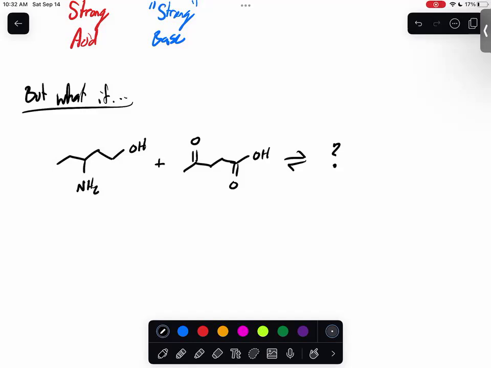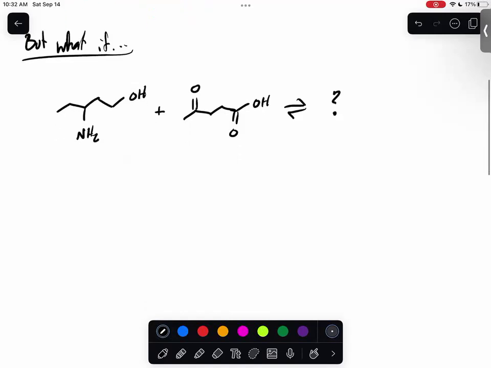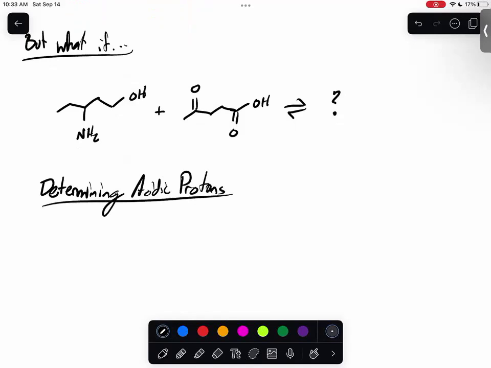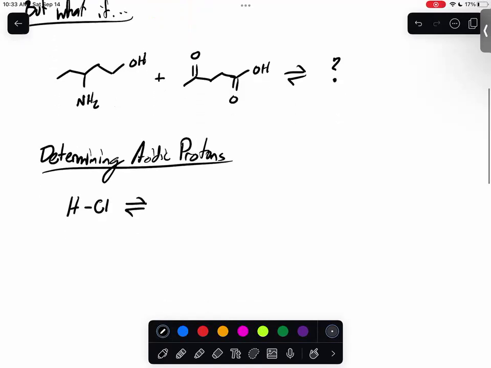What we need to do is we need to get an idea of what makes something acidic and what makes something basic, and use that to build a framework for how we're going to determine which is the acid and which is the base. And so the first thing that we need to do whenever we're determining acidic protons is we need to ask ourselves what makes something truly acidic, right? So if we're doing this with something like HCl, we know that HCl as the acid becomes Cl minus once it reacts with a base, right?